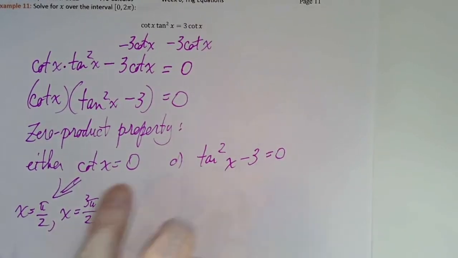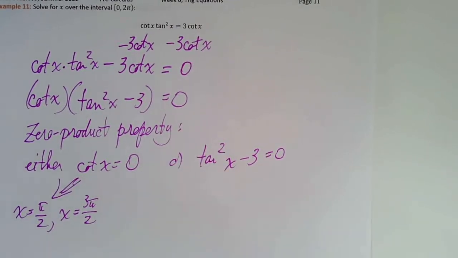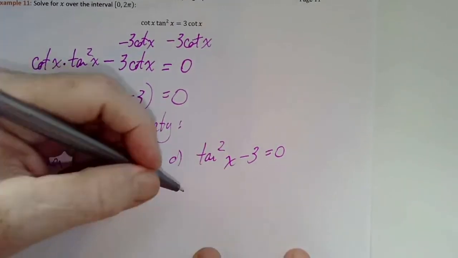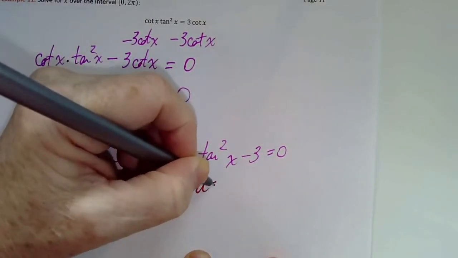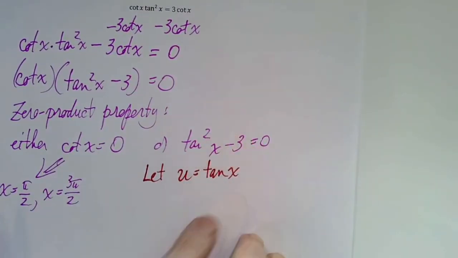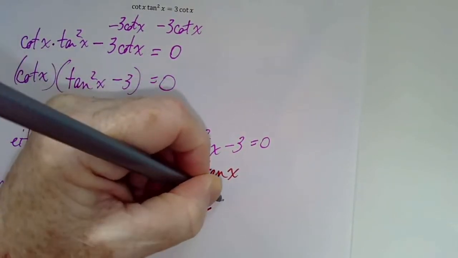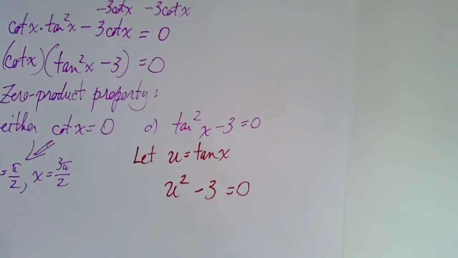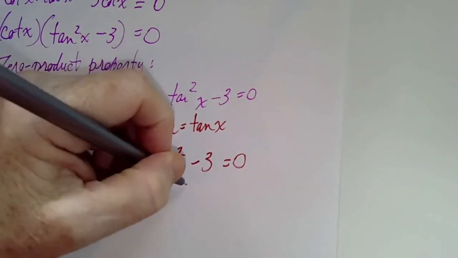Now, this was a linear equation. The second equation is not, because we have a square. So here, I'm going to use the u substitution. I'm going to let u be the tangent of x. And I'm going to rewrite this equation. So it'll be u squared minus 3 equals 0. I want to solve for u. Let's add 3 to both sides.